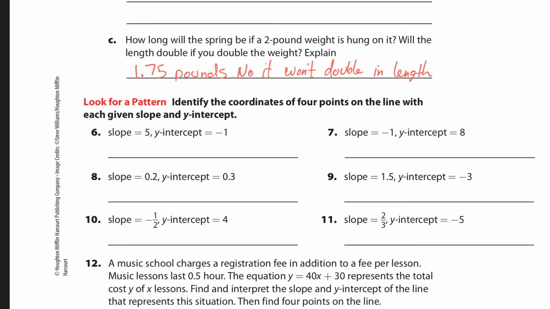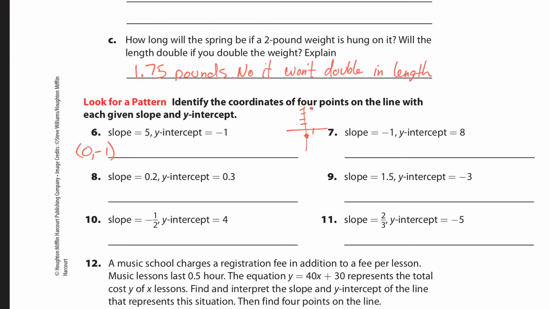So, identify the coordinates of 4 points on the line with each given slope and y-intercept. If you're given the y-intercept and the slope, let's make some points. First, if the y-intercept is -1, then we've got a point. The first point would be 0, -1. It's this point right here, and that's the y-intercept. Then from here we go up 5, 1, 2, 3, 4, 5, and over 1, and we have another point.